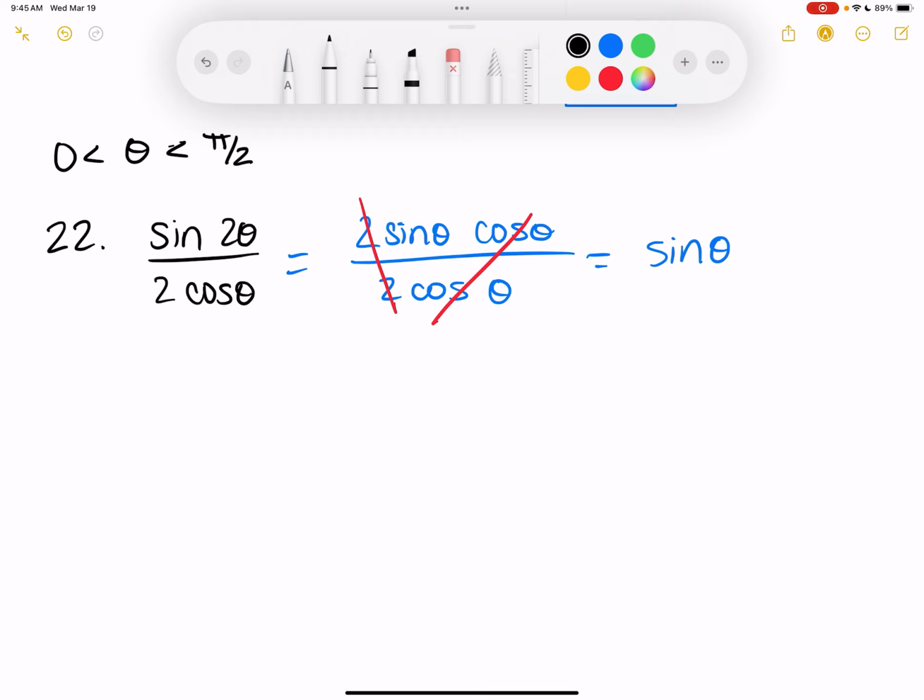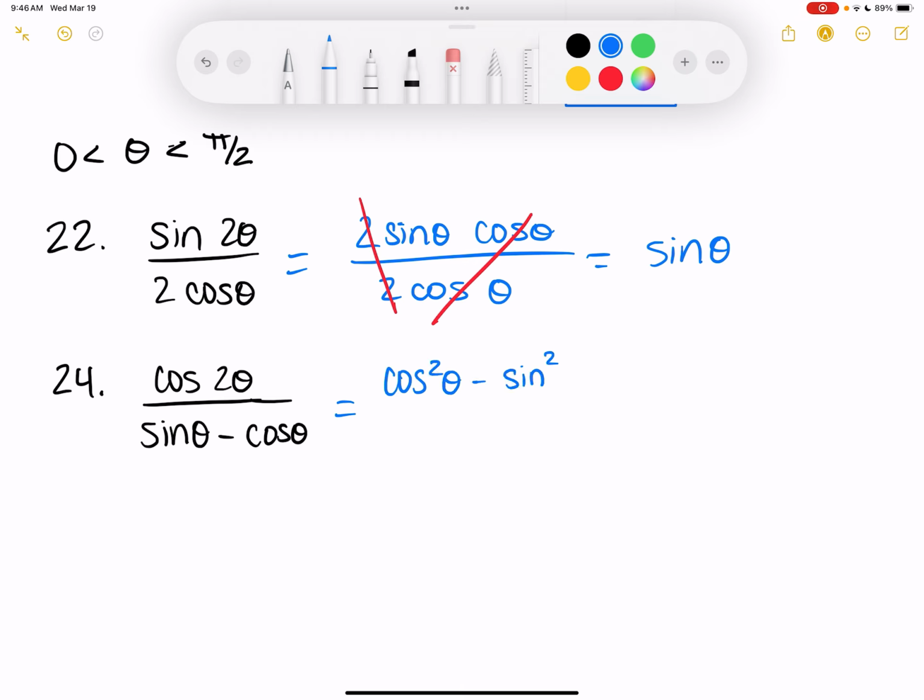So 24. Cosine 2 theta over sine theta minus cosine theta. So this is one where obviously cosine 2 theta has 3 formulas. Okay? So you may have to do some trial and error, but being that the bottom is sine theta minus cosine theta, and I know that the goal is to cancel things, my first thought is going to be try the one that includes sine and cosine. Which one would that be? The last one. Cosine squared theta minus sine squared theta.